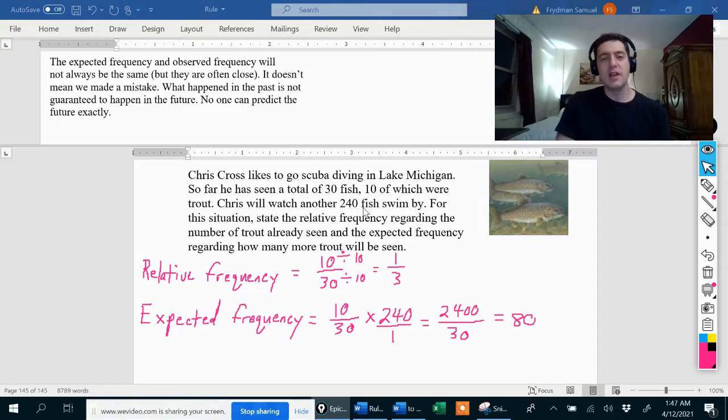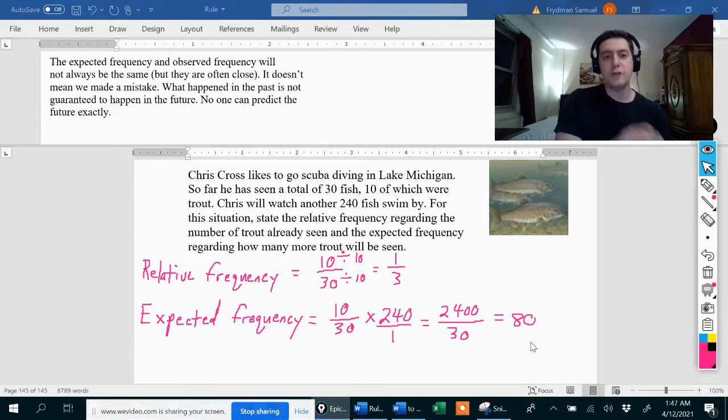And we talked about this in the last video. We can make predictions, and we can make very good predictions that will come true, or very nearly come true, pretty often, but we still can't predict the future exactly. So our observed frequency will not always be exactly the same as what we expected to happen. So maybe 82 of the fish will be trout, or maybe 75, or maybe they're all trout, even though that's very unlikely. Maybe 90 of the fish will be trout.